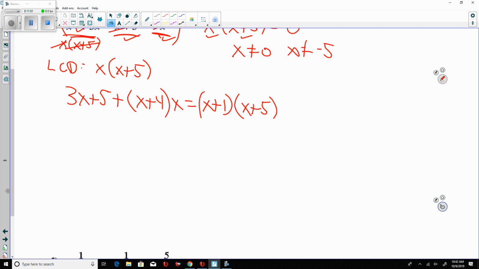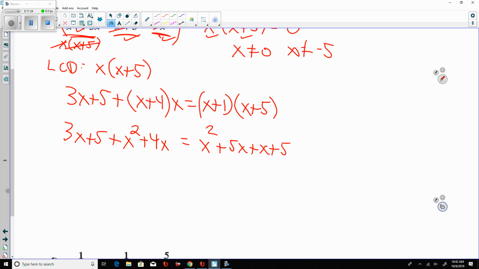So now they're getting a little more involved. All right, so what do I have here? I have 3x plus 4x. If you need to box that over on the side, that's fine. You get x squared plus 5x plus x plus 5.